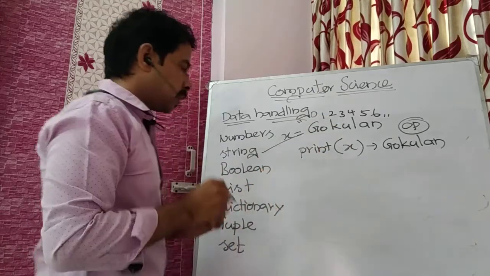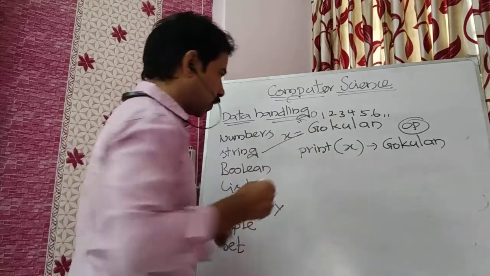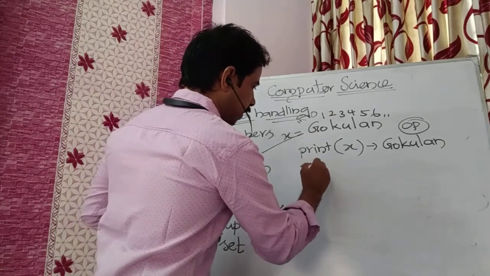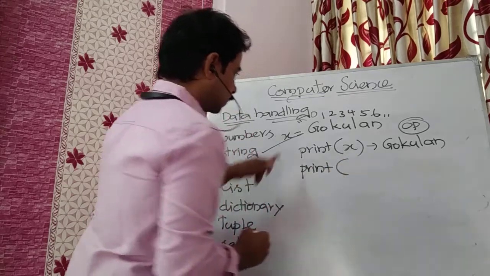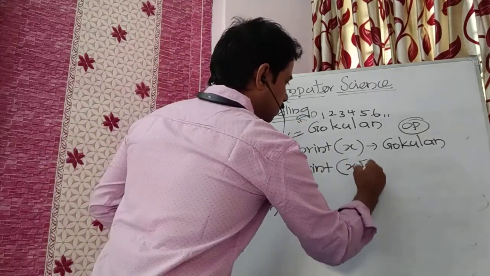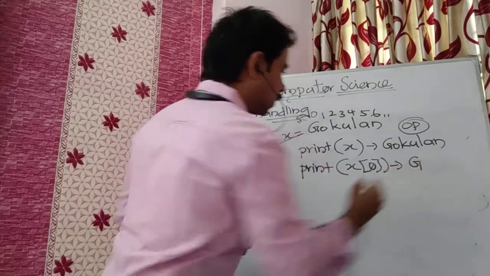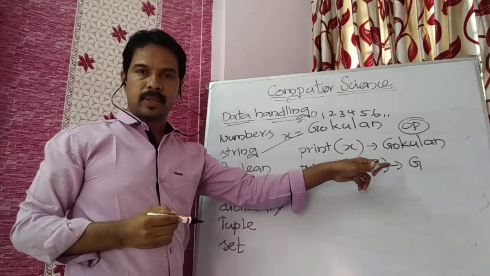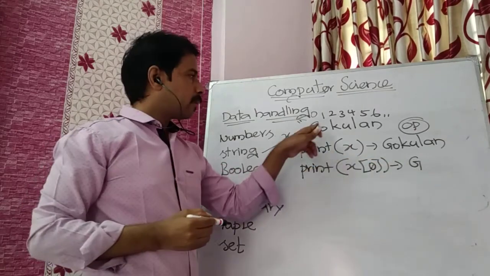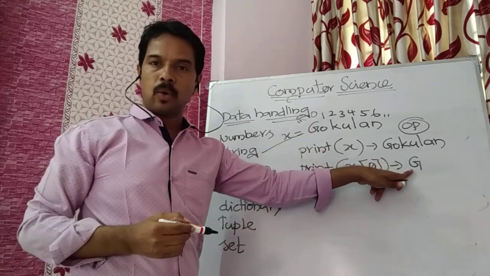Fine. Say I need to print only the first letter. You can print x, which contains the string, so if you give x of 0, G alone will get printed on the screen. From this Gokulan you are accessing G alone.